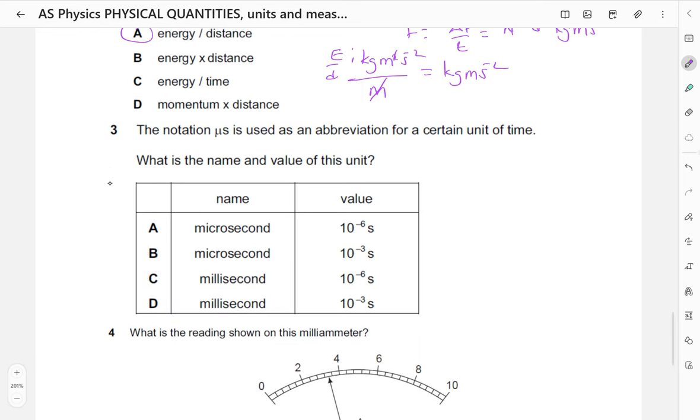The notation microseconds is used as abbreviation for a certain unit of time. What is the name and value of this unit? So this is read as micro. It is not milli. Milli will be ms, milliseconds. So it is micro. And micro stands for 10 power negative 6. So the answer is automatically A.